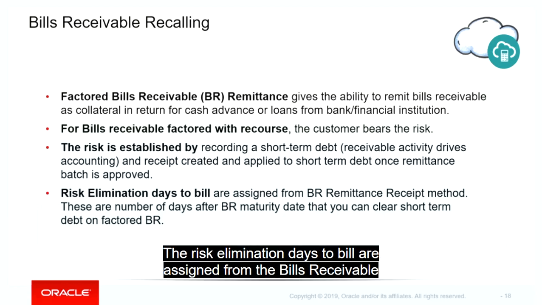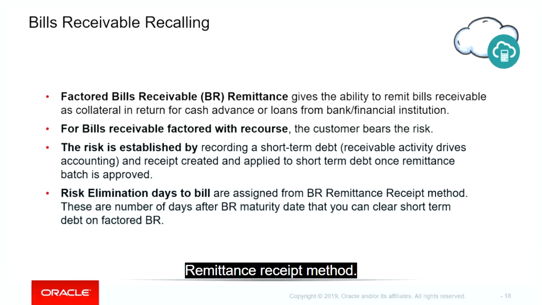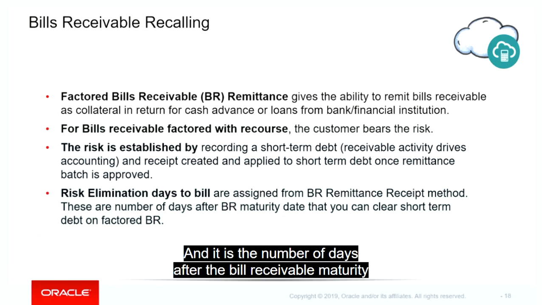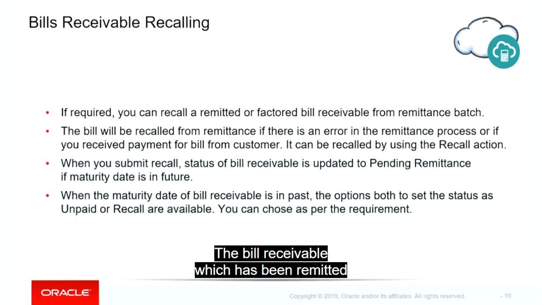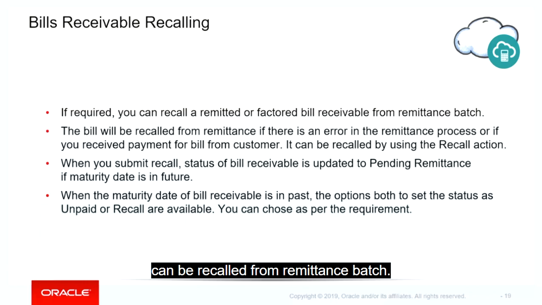The risk elimination days to bill are assigned from the bills receivable remittance receipt method, and it is the number of days after the bills receivable maturity date that you have to clear the short-term debt on a factored bills receivable. The bills receivable which has been remitted can be recalled from the remittance batch.